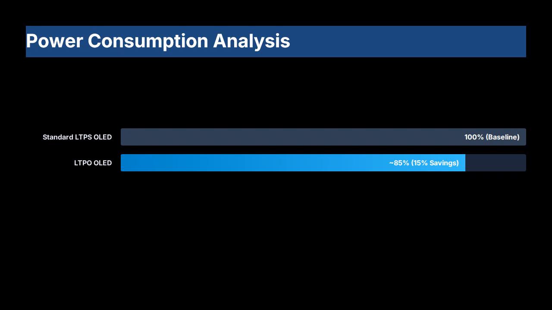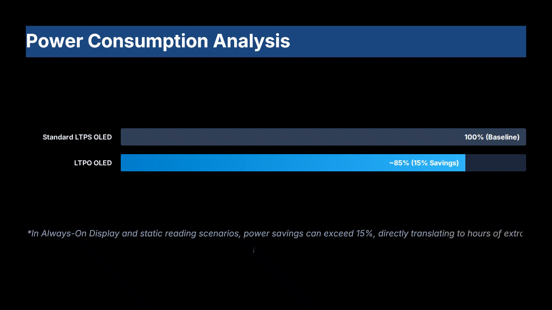Power consumption analysis. If we look at the data, the advantage of LTPO becomes clear. While a standard LTPS OLED serves as our 100% baseline, the LTPO OLED typically uses around 85% of that power. This is a conservative estimate. In specific static reading and always-on display scenarios, power savings can easily exceed 15%. Translating that 15% to battery life means potentially hours of extra usage from a single charge.